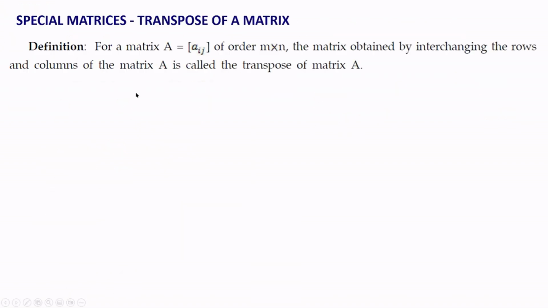Next we move on to some special matrices. The first one is the transpose of a matrix. If we have a matrix A equal to Aij of order m by n, then the matrix obtained by interchanging the rows and columns of A is called the transpose of A. And the order of the transpose of A will be n by m.